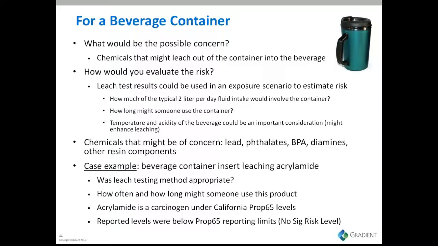Chemicals that might be of concern in such a case could include lead, which is often used as a stabilizer in some plastics, phthalates and BPA, which are also present in a number of plastics, and then also potentially things like diamines or other resin components that might be part of the actual structure of the material, which may be present in residual amounts. And so I mentioned I worked on a case about 10 years ago.